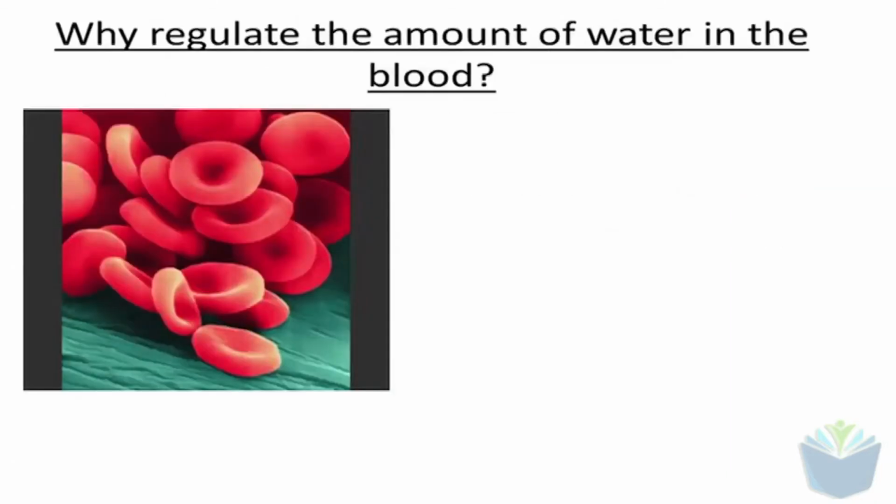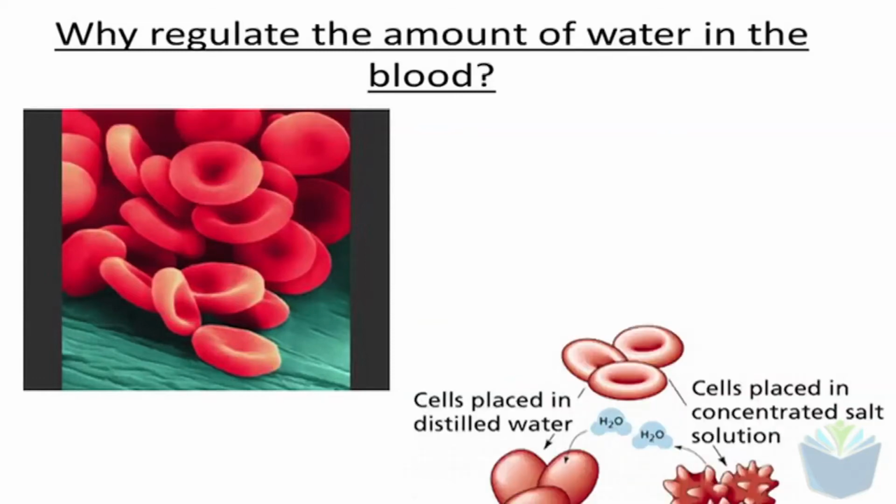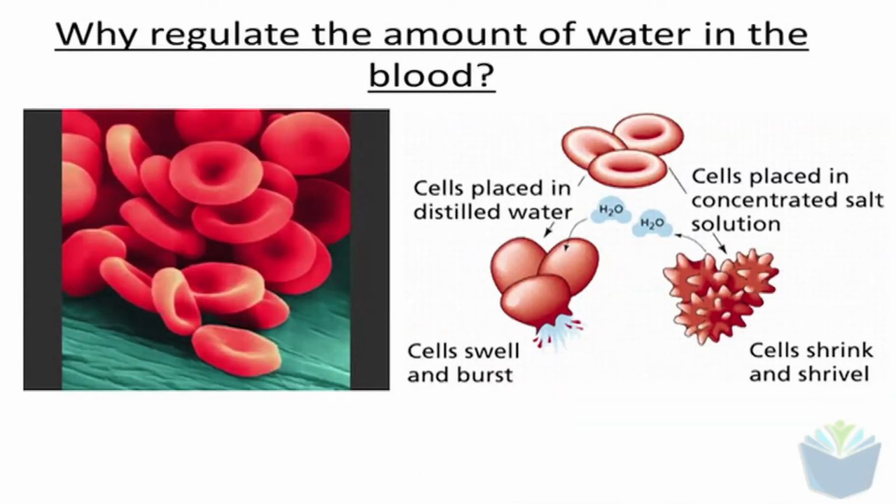But why is water or osmoregulation so important? Well, if you take our blood cells, for example, if we drink too much water, then what can happen is that our blood plasma becomes less concentrated, and if that happens, then our cells might take on water and cause them to burst. If we drink too little water, then our blood plasma might become more concentrated, therefore our red blood cells lose water, which causes them to shrink and shrivel.